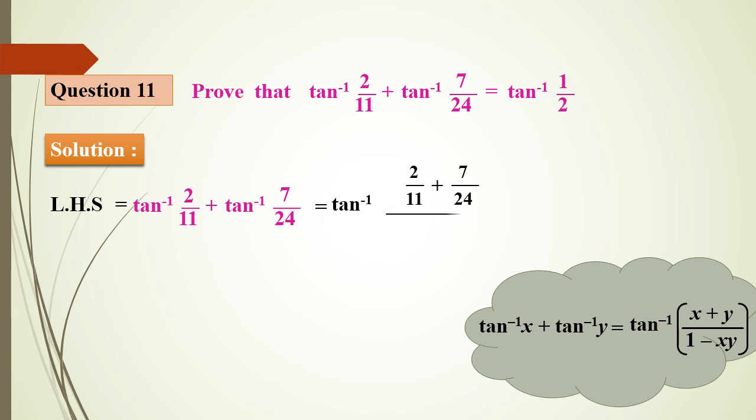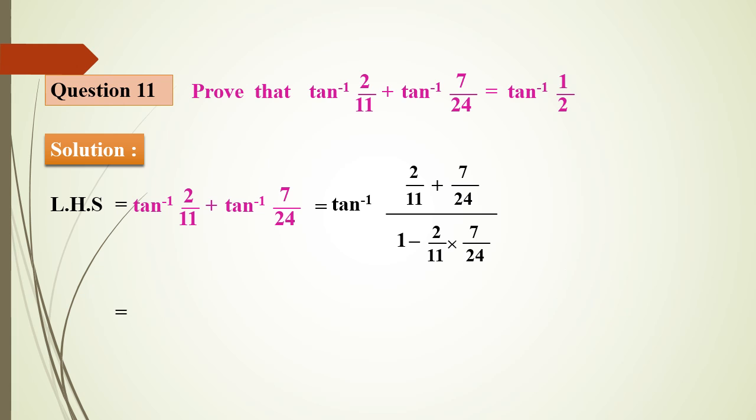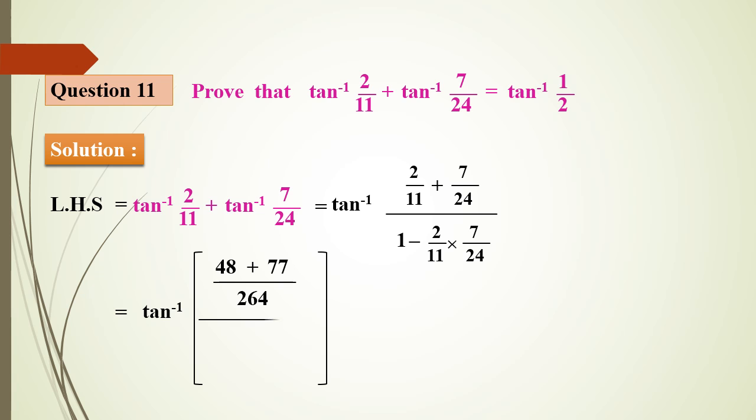So now, tan inverse of (2 by 11 plus 7 by 24) divided by (1 minus 2 by 11 into 7 by 24). This is equal to tan inverse of, you find the LCM of the numerator as well as the denominator term. 24 into 2 is how much? 48. Next, 11 into 7 is 77, divided by 11 into 24, which can be written as 264, divided by 264 into 1 is 264 minus 2 into 7 is how much? It is 14, divided by 11 into 24, which is 264.